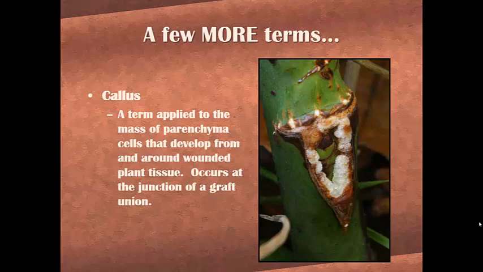So in the picture here, you can see that sort of whitish, fuzzy looking stuff growing around where this bud has been inserted. This is a type of grafting called budding, where the scion is a single bud inserted into the rootstock, and there's a lot of callus forming all around that graft union, which will hopefully give rise to new vascular cambium in a successful graft union.